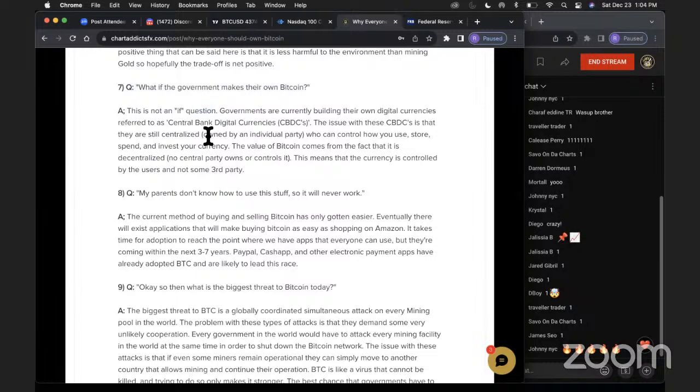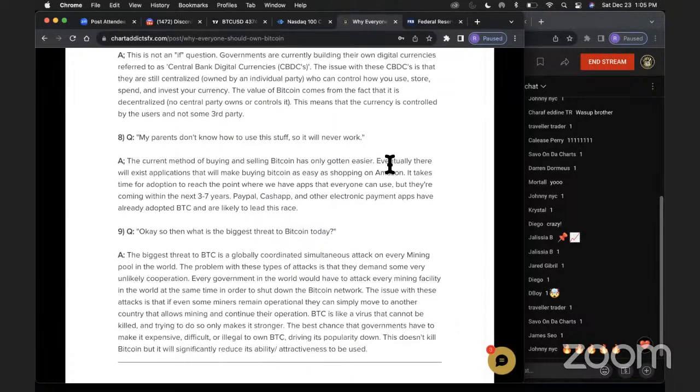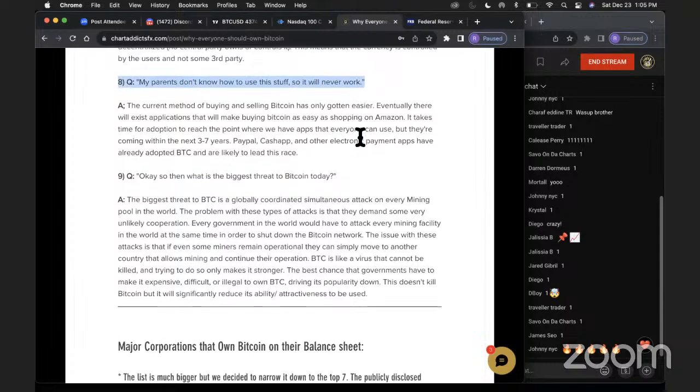Governments are currently building their own CBDCs, and the issue with CBDCs is that they're centralized and owned by a central party who can control how you use, store, spend, and invest your money. The value of Bitcoin comes from the fact that it's decentralized. This means that no central authority is allowed to impose its will. My parents don't know how to use this stuff, so it'll never work.